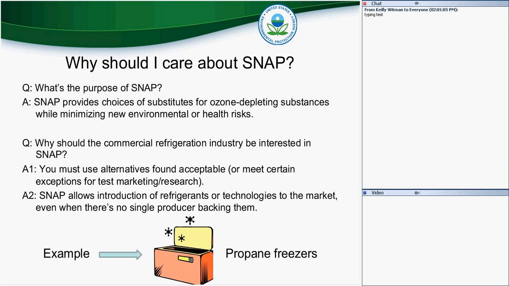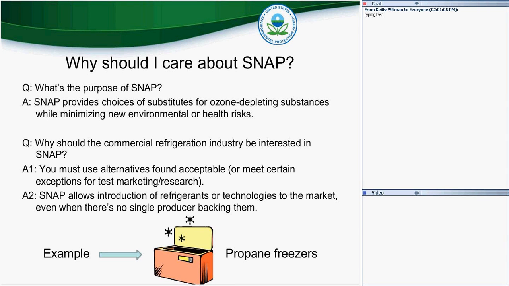Now, you probably don't have to deal too much with regulations, hopefully. Why should you care about SNAP? First, it's kind of nice knowing that there's a third party out there who's not making a buck off of this, who is taking a look, trying to make sure that the alternatives are not creating new environmental or health risks. For you personally in the commercial refrigeration industry, first you should be concerned because, well, it's the law.